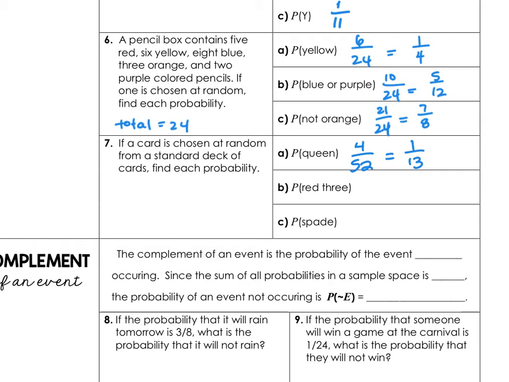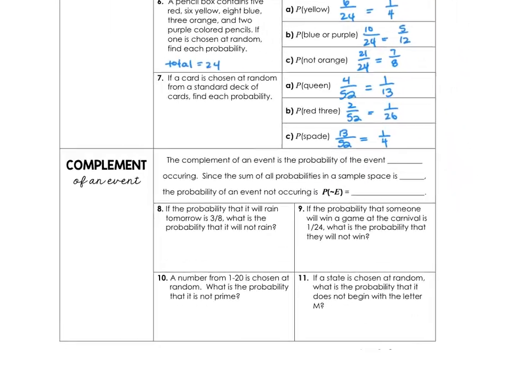Okay, so probability of getting a red 3. Well, there's going to be a 3 of hearts and a 3 of diamonds. So you've got 2 chances out of 52, which would then simplify to 1/26, okay? Because there are 52 cards in an entire deck. And then the probability of getting a spade, well, there's going to be 13 spade cards out of 52 total, so that's going to be 1/4. Okay? So hopefully you're seeing this isn't so bad.